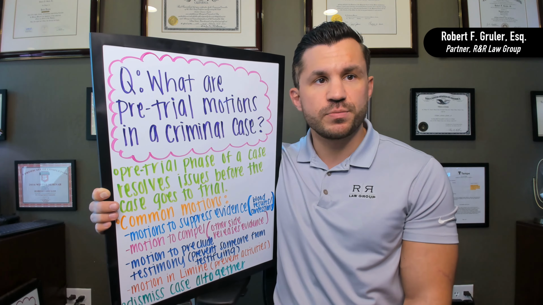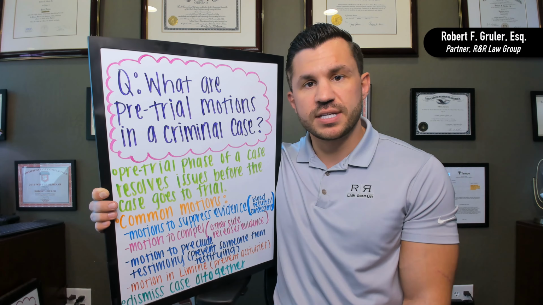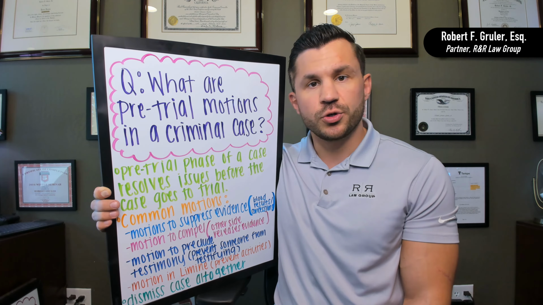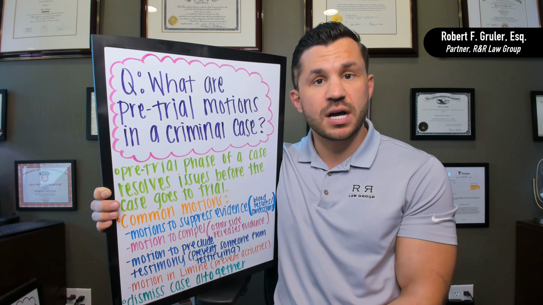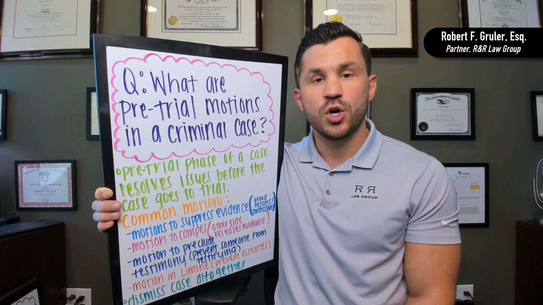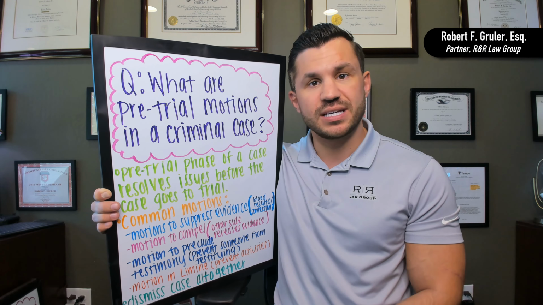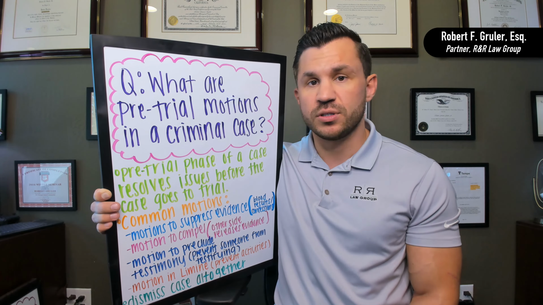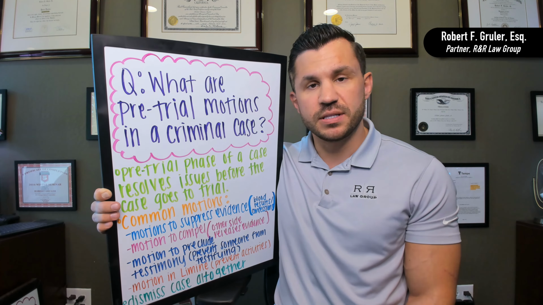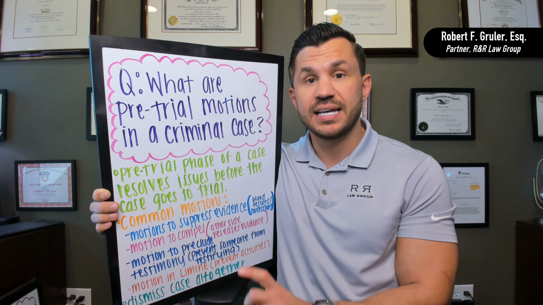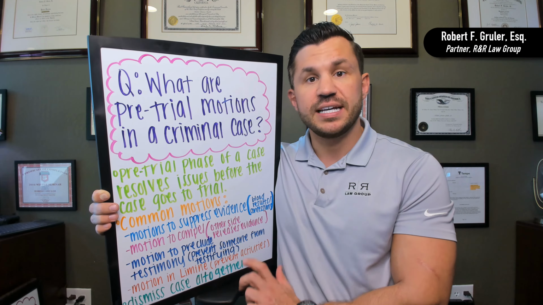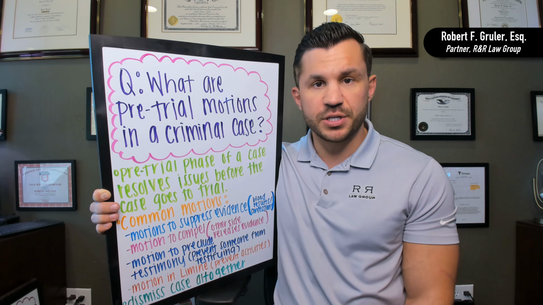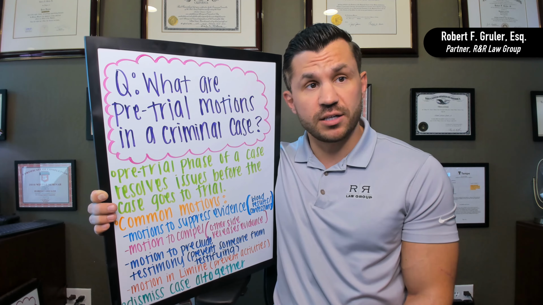A similar type of motion is a motion to preclude. So let's say, for example, that there's a person in the government's case to come in and testify. We're saying we don't want that to happen. We're saying this person's evidence is not reliable, it's not relevant, and it's not something that should be admitted into court. So we're asking that this specific testimony is precluded. It's not allowed to come into court. That's another type of pretrial motion.